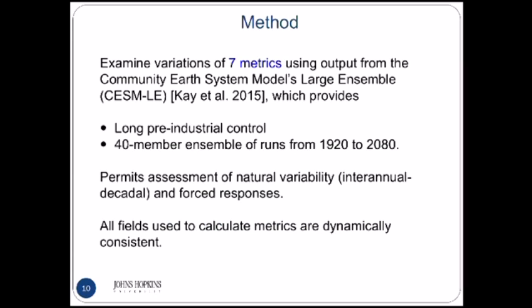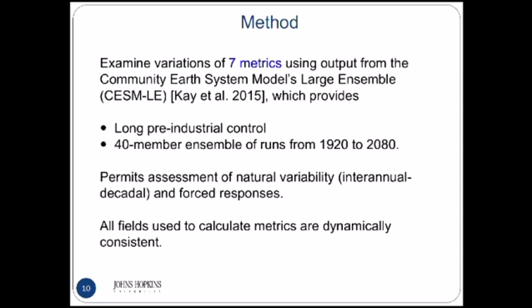And so the approach we took is we took 7 different metrics that had been used previously, and we calculated these from the Community Earth System Model. So this is the NCAR climate model, and they've done large ensemble runs. They took their climate model, ran it for 2,000 years under pre-industrial conditions, and then they did 40 runs from 1920 to 2080 using historical forcing, and then I think it was RCP 4.5.